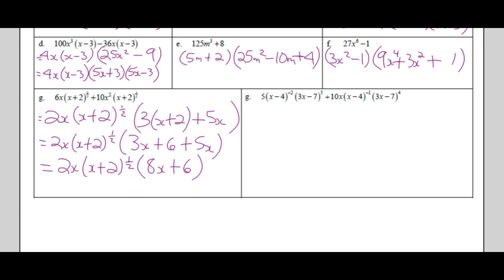Okay, and there is your factored form. Should you factor out a 2 from that 8x plus 6? Well, you're right. We could take a 2 out of there. So there's not your fully factored form. There's your almost factored form. So it's going to be a 4x and an x plus 2 to the half. And then dividing this, we'll get 4x plus 3.